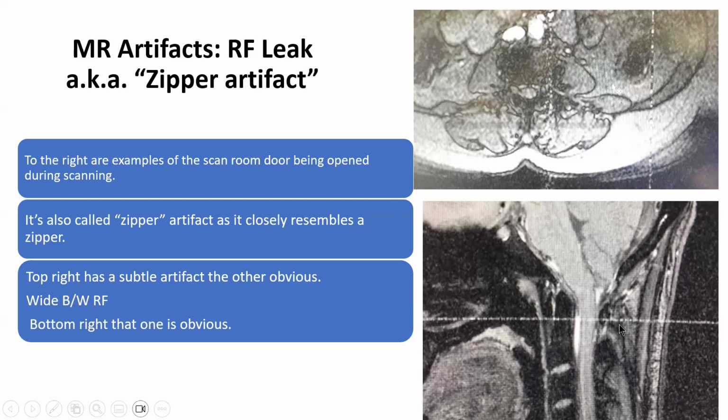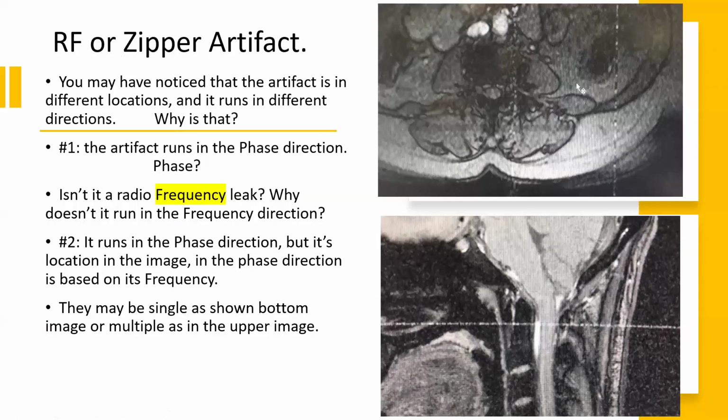So why is there one down the bottom and two up the top? Are they going to ask you this? Maybe. The one up the top is a wide bandwidth of artifact that was received. Multiple frequencies came in. Here it was just one little frequency. So it looks like a zipper. It is in the frequency direction, but its location, okay? So you say, oh, it's an RF artifact, so it's going to be in the frequency direction. No, it's in the phase direction, but its location in the phase direction is frequency dependent, okay? So if it looks like a zipper, it's called the zipper artifact or RF.